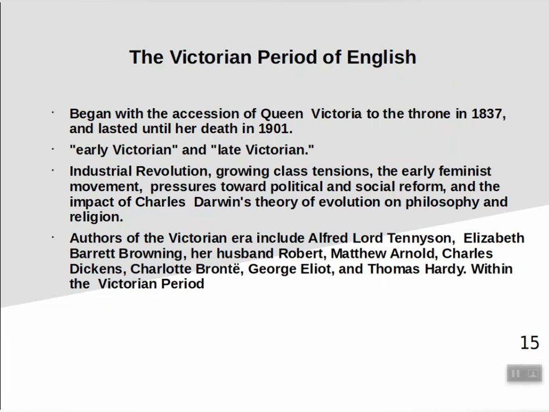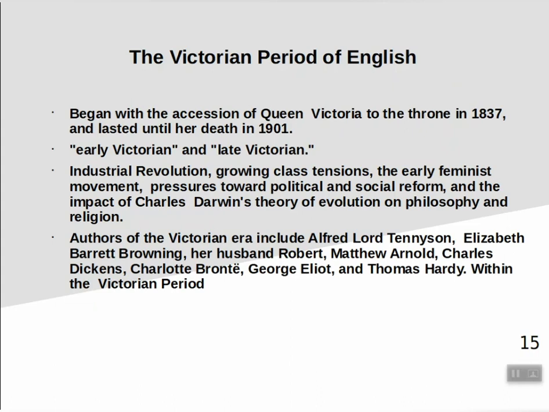In general, Victorian literature deals with the issues and problems of the day. Some contemporary issues that the Victorians dealt with include social, economic, religious, and intellectual issues and problems surrounding the Industrial Revolution, growing class tensions, the early feminist movement, pressure toward political and social reforms, and the impact of Charles Darwin's theory of evolution on philosophy and religion.